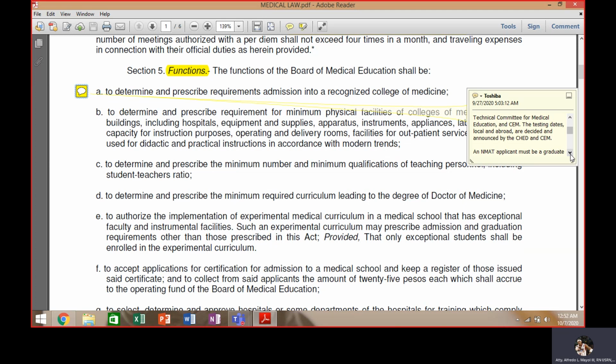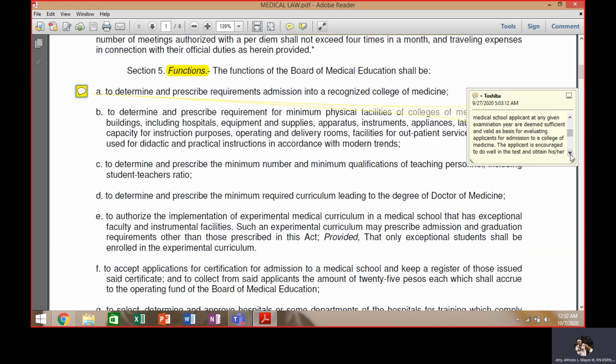The testing dates, local and abroad, are decided and announced by CHED and CEM. An NMAT applicant must be a graduate or a graduating student of any college degree course at the time of the testing. The NMAT scores obtained by a medical school applicant at any given examination year are deemed sufficient and valid as basis for evaluating applicants for admission to a college of medicine.